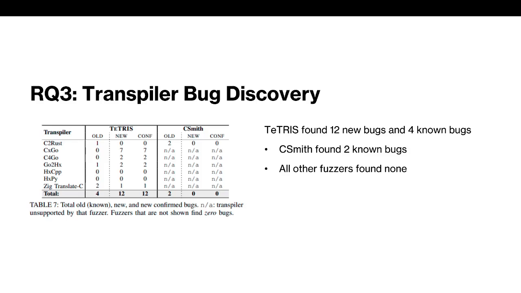And then finally, the big question, finding transpiler bugs. And this is where TeTRIS has a clear advantage over all the others. Of all the other fuzzers tested, only CSmith found bugs, which is why this table only shows TeTRIS and CSmith. However, CSmith only found known bugs in the C-to-Rust transpiler. It didn't find anything new. TeTRIS not only found 4 known bugs, it found 12 new bugs in different transpilers.